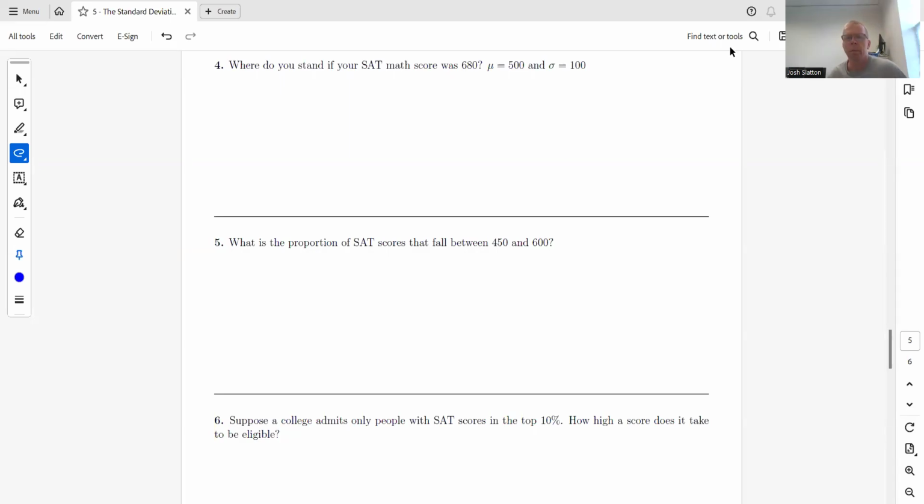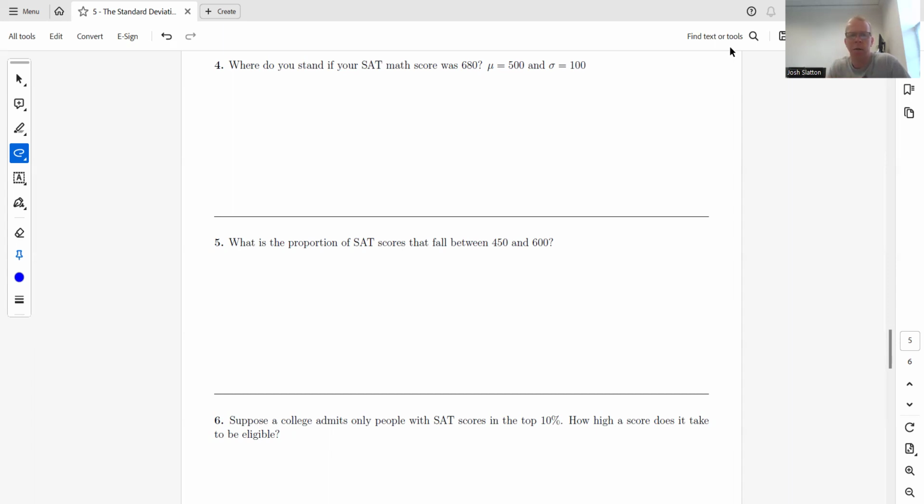So we're going to pick up right where we left off in the last one. In the last video, we talked about the 68, 95, 99.7 rule. In that example, the score we were looking at, 700, fell right at 2 standard deviations above the mean, and that's the only time you can use that rule.